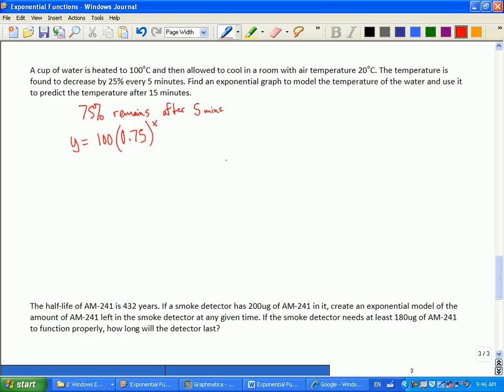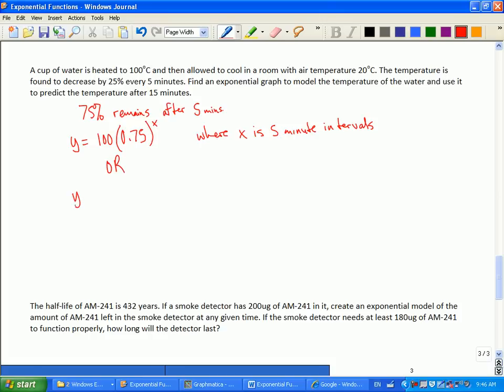put an x here, where x is 5-minute intervals. So if we wanted to predict after 15 minutes, how many 5-minute intervals is that? Good. Okay, this is easy after that exponential graph, right? It's 3 5-minute intervals. So we would stick in a 3 for x.